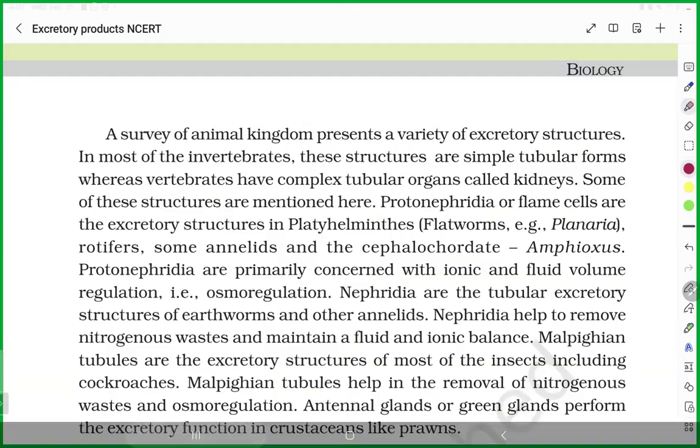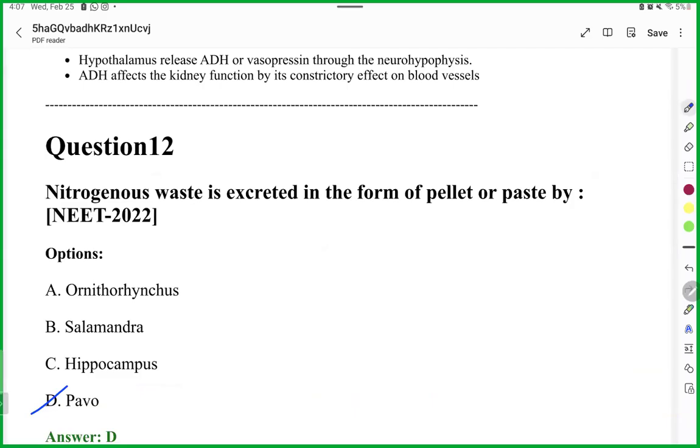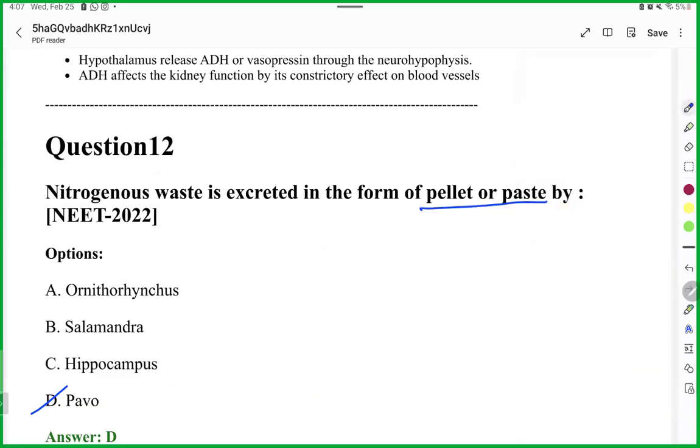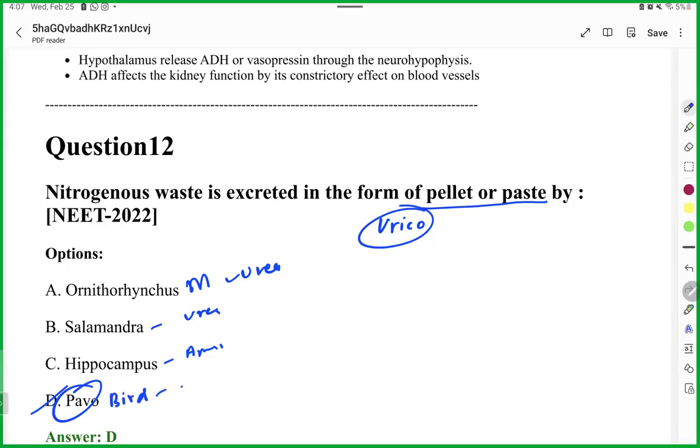And in this question, same thing. Pellet or paste, it means we are talking about uricotelic, uric acid. This is mammal, urea. Salamander, urea. Hippocampus, ammonia. Here, pavo, in case of pavo, peacock, bird, and in case of bird, it is uric acid.